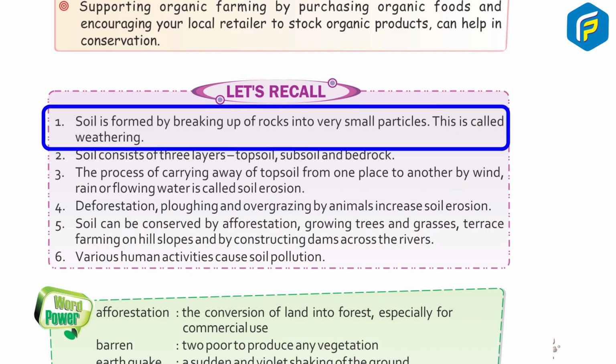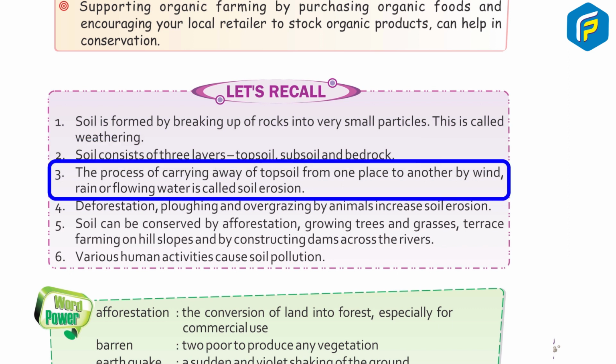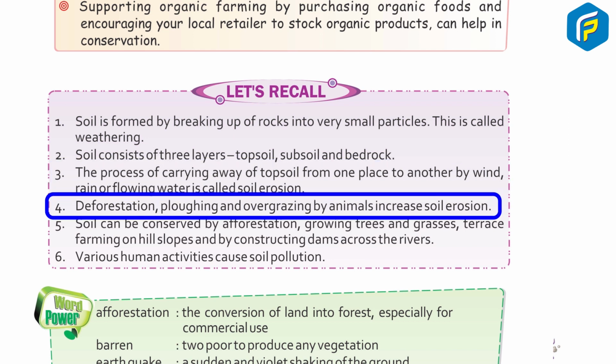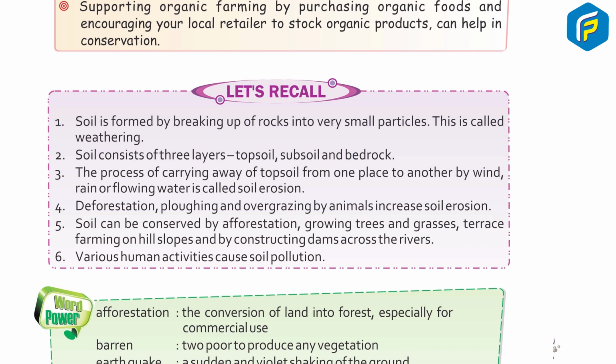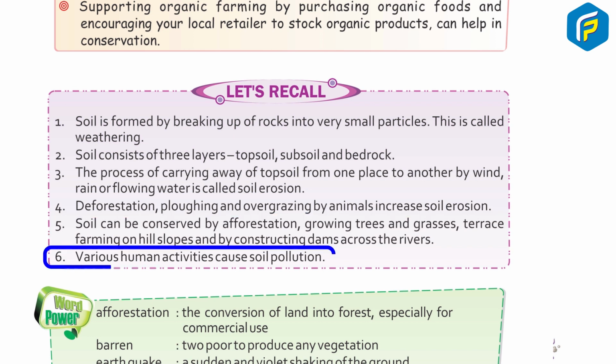1. Soil is formed by breaking up of rocks into small particles. This is called weathering. 2. Soil consists of 3 layers: topsoil, subsoil, and bedrock. 3. The process of carrying away of topsoil from one place to another by wind, rain, or flowing water is called soil erosion. 4. Deforestation, ploughing, and overgrazing by animals increase soil erosion. 5. Soil can be conserved by afforestation, growing trees and grasses, terrace farming on hills, slope, and by constructing dams across the rivers. 6. Various human activities cause soil pollution.